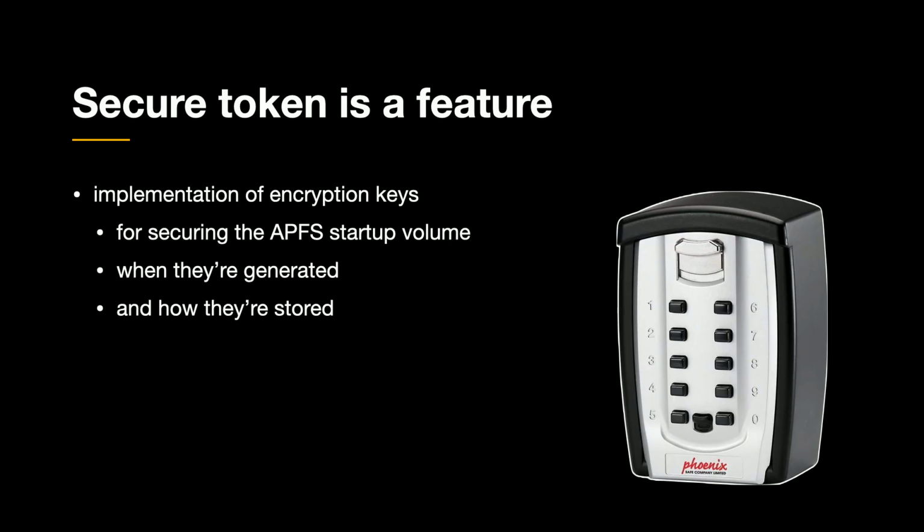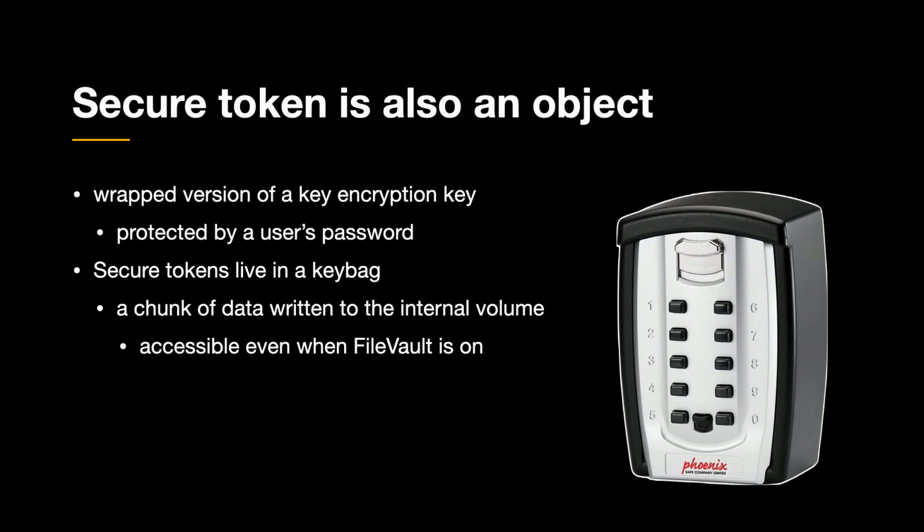So it's a feature, but it's also an object. It's a wrapped version of a key encryption key, or a KEK. It's protected by a user's password. Secure tokens live in something called a key bag, which we don't have a lot of visualizations of what the key bag looks like. But the key bag is a chunk of data written to an internal volume that's accessible even when FileVault is turned on.